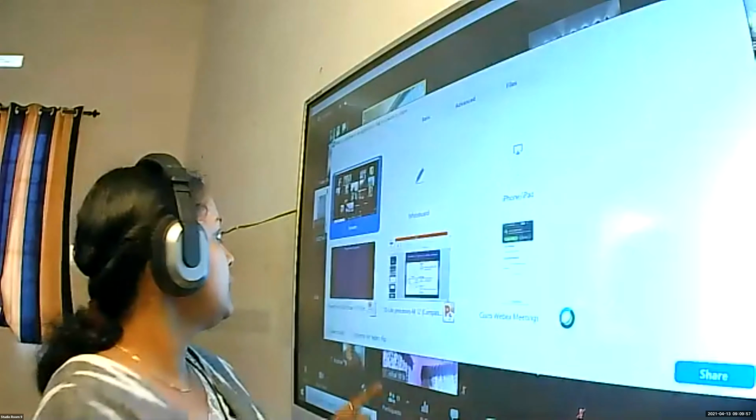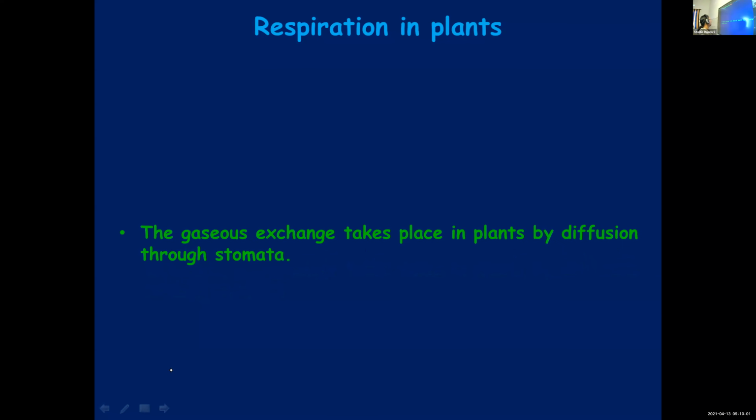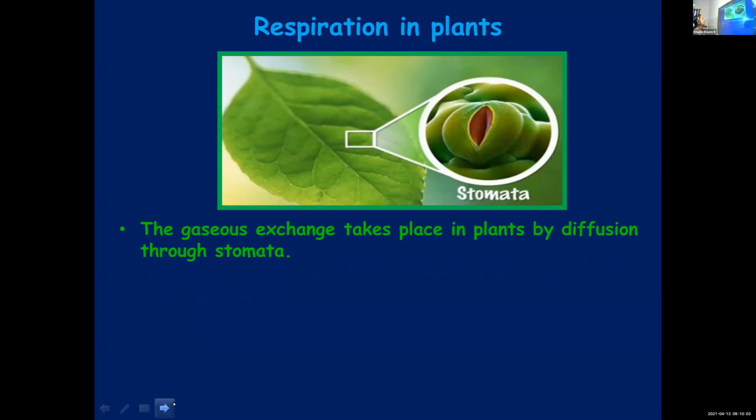Okay, let's see the details. See here, you can see the picture of a leaf and the minute openings present on the surface of the leaf, known as stomata. Stoma is singular, stomata plural. You can see so many openings.